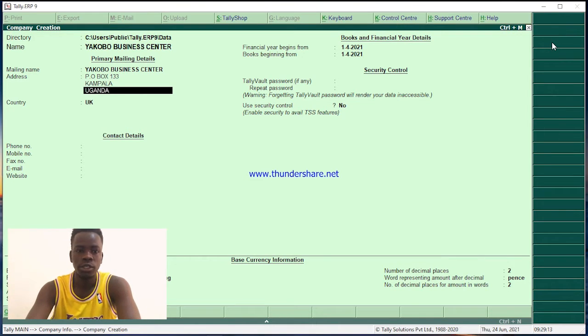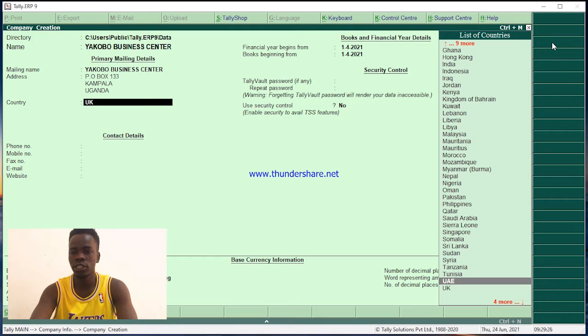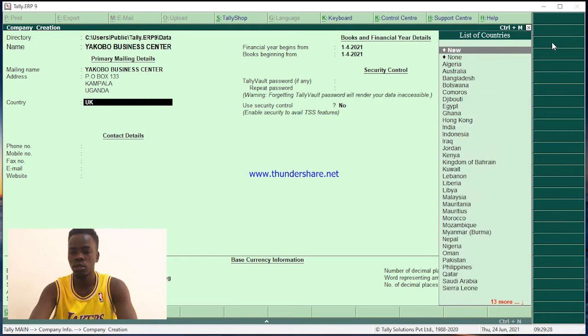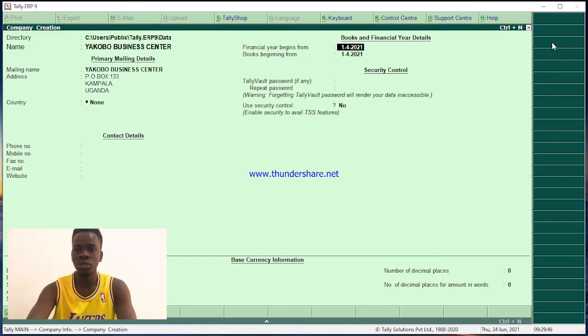Uganda. For this case, about the country, Uganda is not found among the list of countries here. So what we're going to do is put none. About the contact details, we're going to leave that for this moment of this tutorial because we don't have time for that. So we go and continue. For the book and financial year, we're going to leave that, it doesn't matter for this tutorial. The security control, we're also going to leave that.